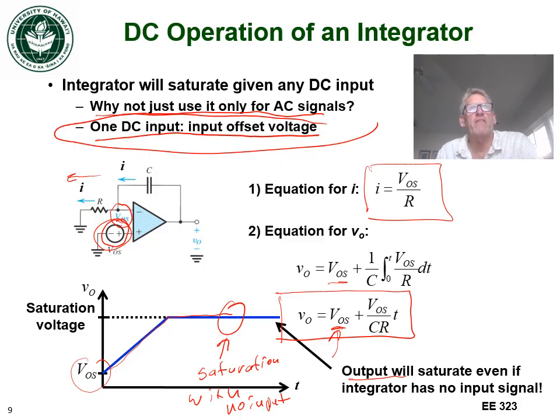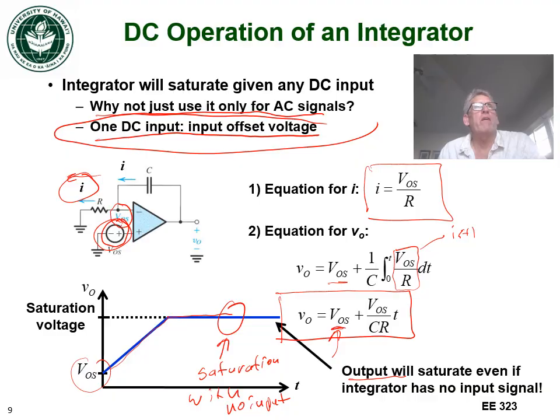So this is obviously clearly, by the way, this VOS over R here, this is just I of T, right? That's this current here, that's I. And so this is clearly not a great situation. We're going to have a DC offset because there's always going to be mismatch. Therefore, our integrator's always going to saturate even when we don't have an input coming in. And so, yeah, this is a major problem.